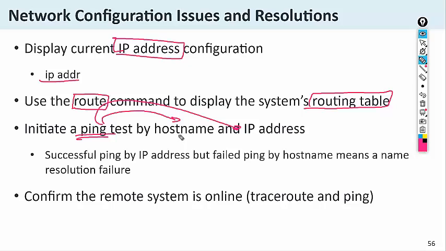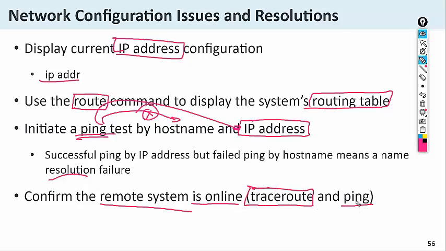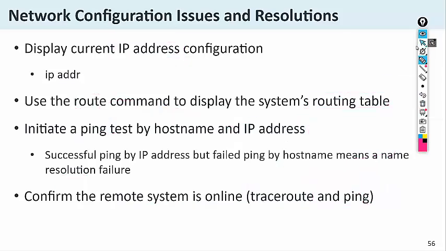Okay, so if name resolution fails, you can still ping with the IP address, and you will not be able to ping using the host name. You can also confirm whether the remote system is online or not. You can use the traceroute command or the ping command to check the connectivity. Traceroute checks the route, showing your data's reachability.